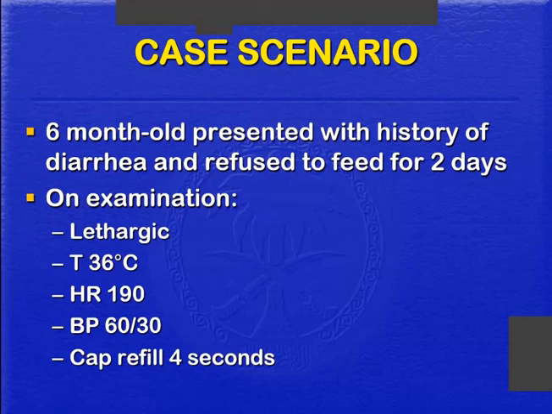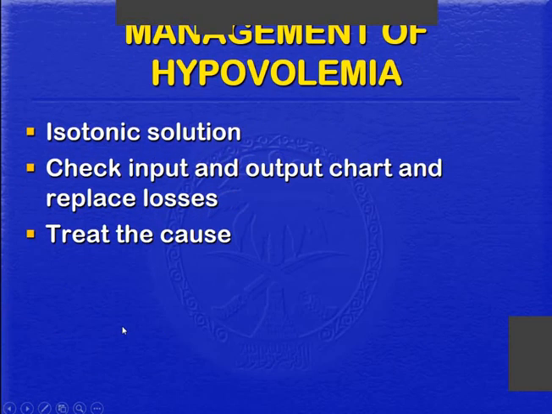Okay. So what is the degree of shock that this patient has? We call it decompensated shock because he's hypotensive. He's tachycardic and hypotensive, so a decompensated hypovolemic shock. So how to manage? He needs to be resuscitated with fluid boluses, normal saline fluid boluses. You need to check an input and output chart and replace his losses. If he keeps vomiting or keeps having diarrhea, you need to replace his losses and treat the cause.